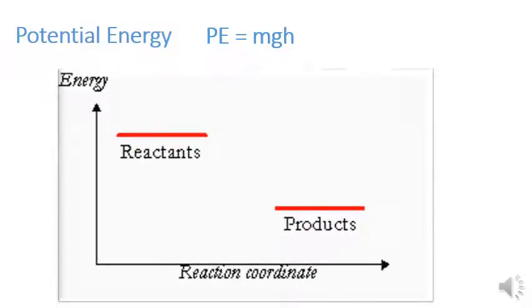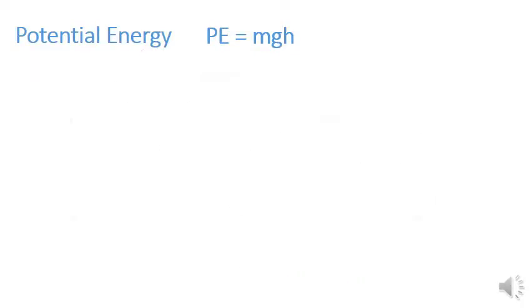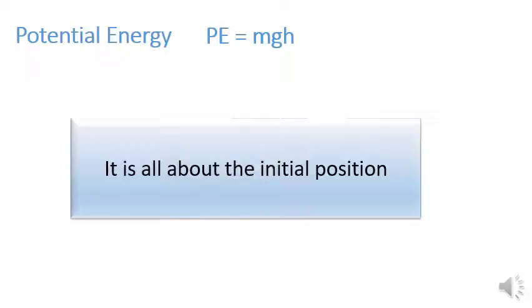Chemistry is where we really look at potential energy. If the reactants have more energy than the products, then we say that this is an exothermic reaction. Notice if I were to draw a line between reactants and products, it would be a downhill slope. Potential energy is all about the initial position.